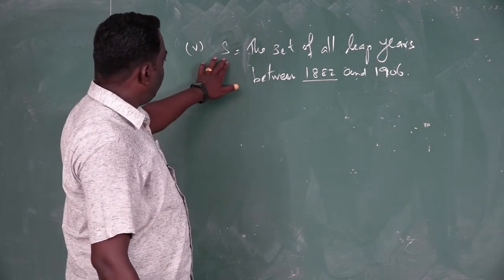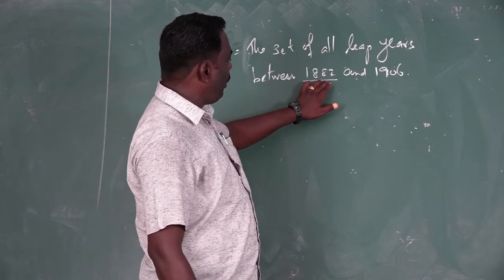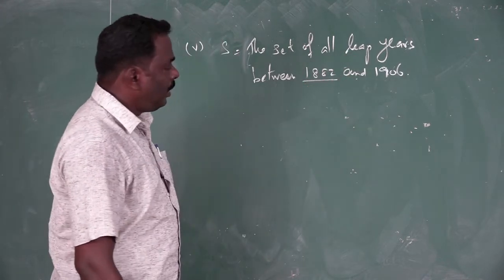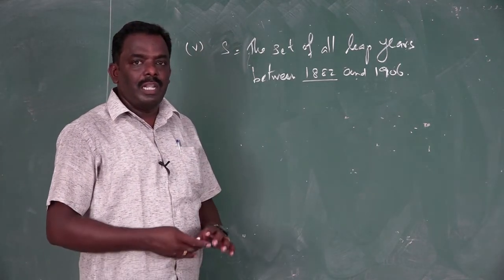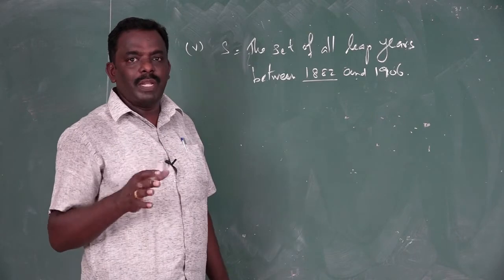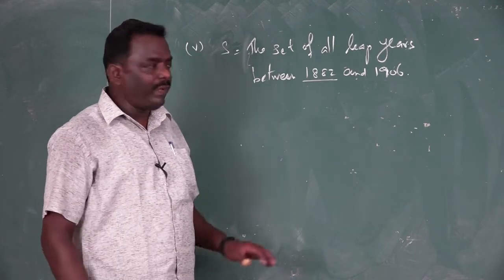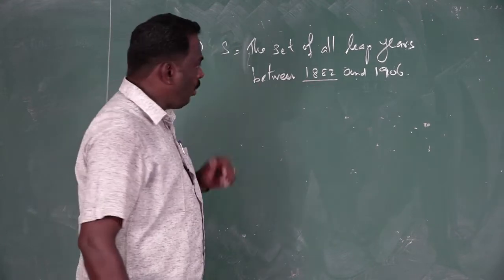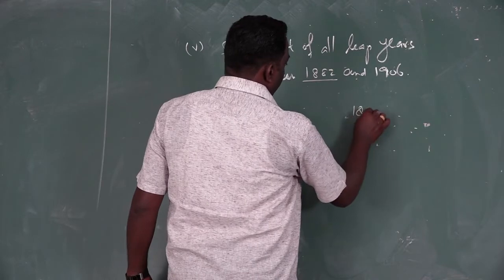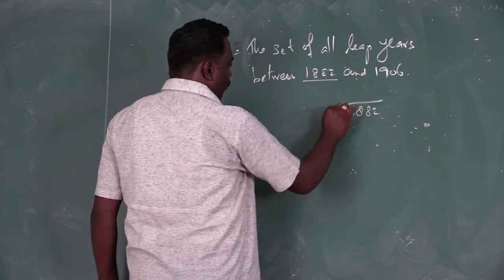The set X is equal to the set of all leap years between 1882 and 1906. So now we know a leap year is a year exactly divisible by 4. Now we want to verify whether 1882 is a leap year or not. First we verify: 1882, we divide by 4.